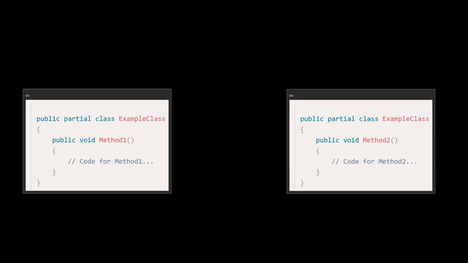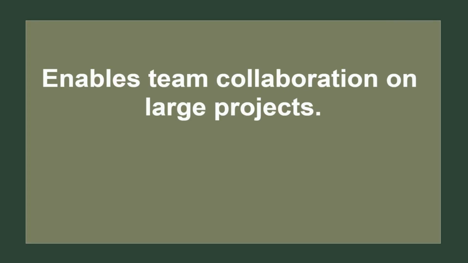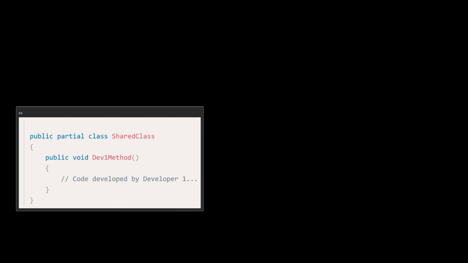In larger projects involving multiple developers, the need to work on the same class can arise. Normally, if two developers are working on the same class, it could lead to conflicts when trying to merge changes. However, with partial classes, each developer can work on a separate file that contains a part of the class, avoiding potential merge conflicts. So let's take a look at another code snippet.